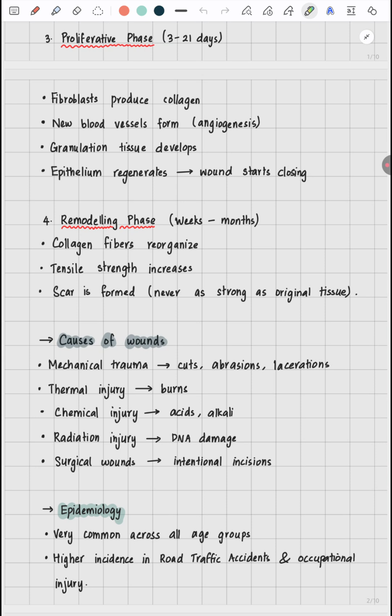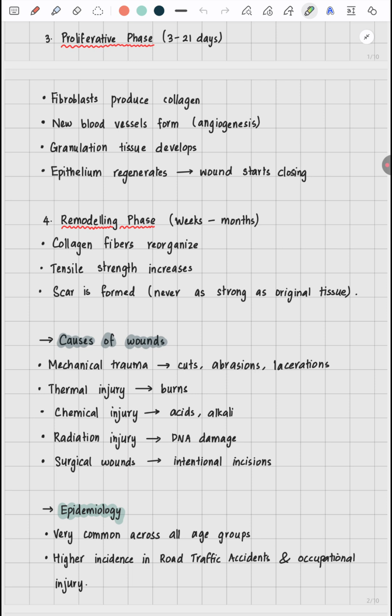Finally, we have the remodeling phase. In this phase, the collagen that was initially laid down is organized and strengthened. However, it is important to understand that the healed tissue never reaches the full strength of the original tissue. It usually achieves about 70 to 80% of the original tensile strength.